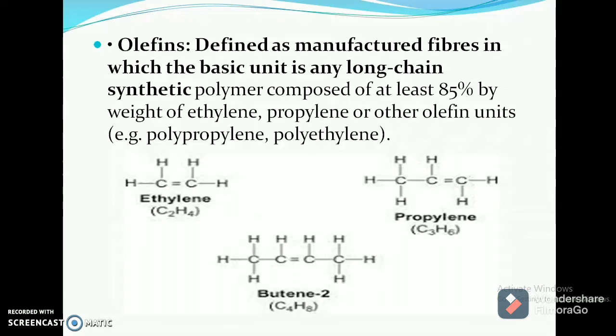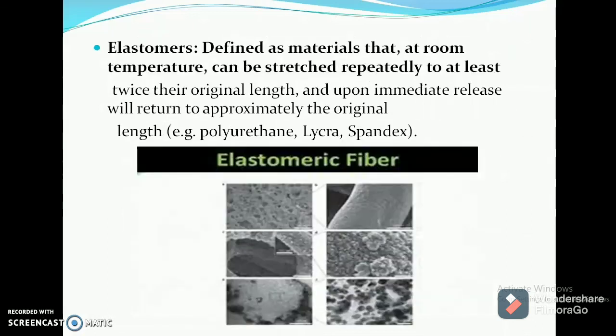Next, olefins, defined as manufactured fibers in which the basic unit is any long chain synthetic polymer composed of at least 85% by weight of ethylene, propylene, or other olefin units. Examples: polypropylene, polyethylene. This is the structure of the olefins. Next, elastomers, defined as materials that at room temperature can be stretched rapidly to at least twice their original length, and upon immediate release will return to approximately the original length. Examples: polyurethane, Lycra, spandex. This is what the elastomeric fibers look like.